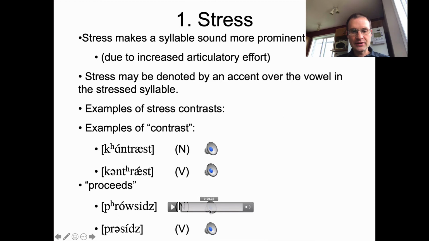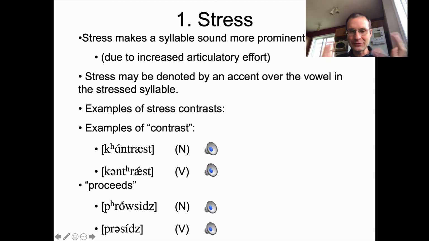For proceeds, again, the stress shifts from first to second syllable there. And when you de-stress the first syllable, the vowel just turns into schwa again. And we have an aspirated stop here at the beginning of this one. But the main point is this is how you transcribe stress. You have to pick out one syllable.